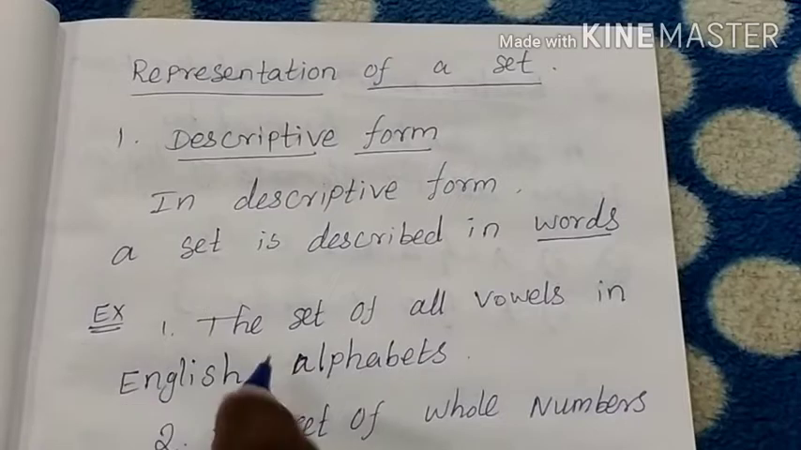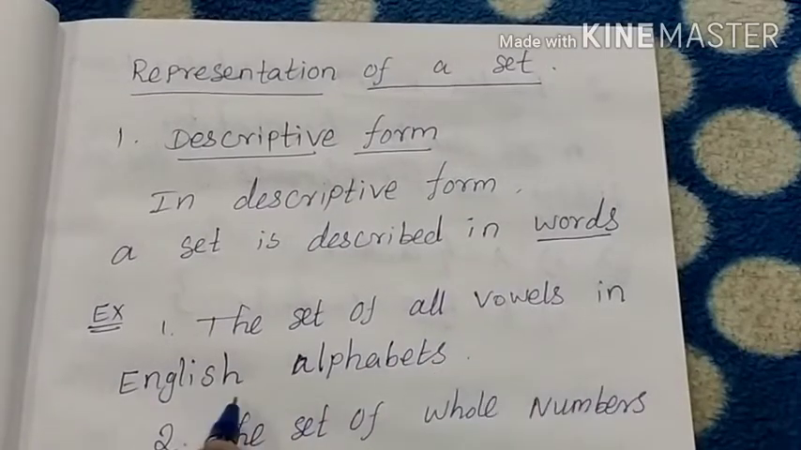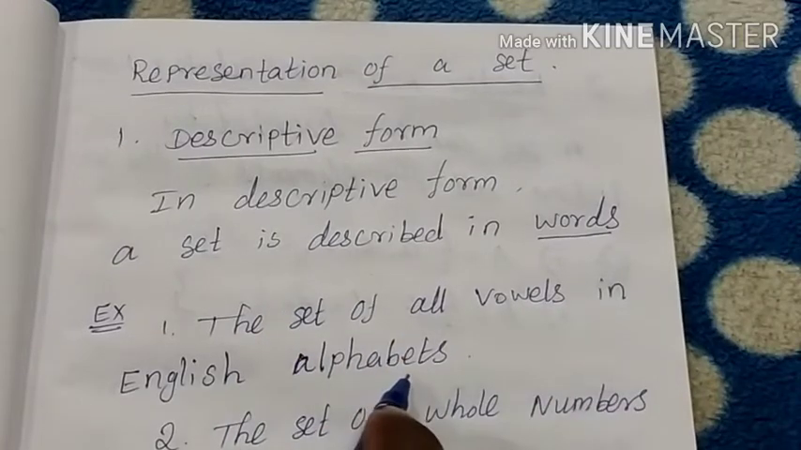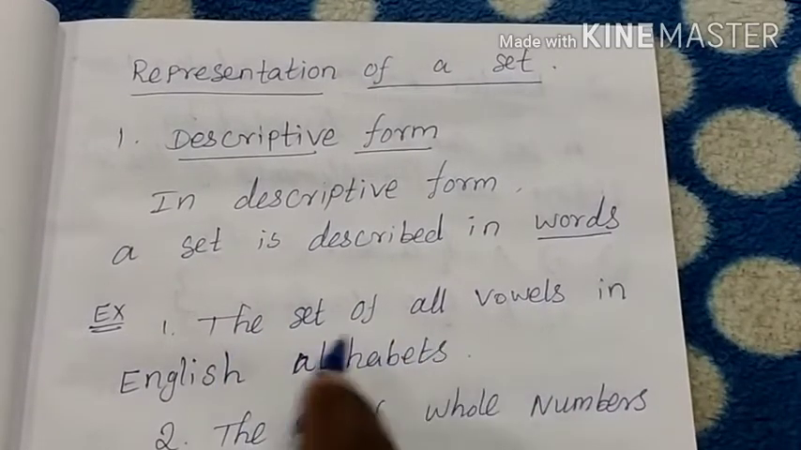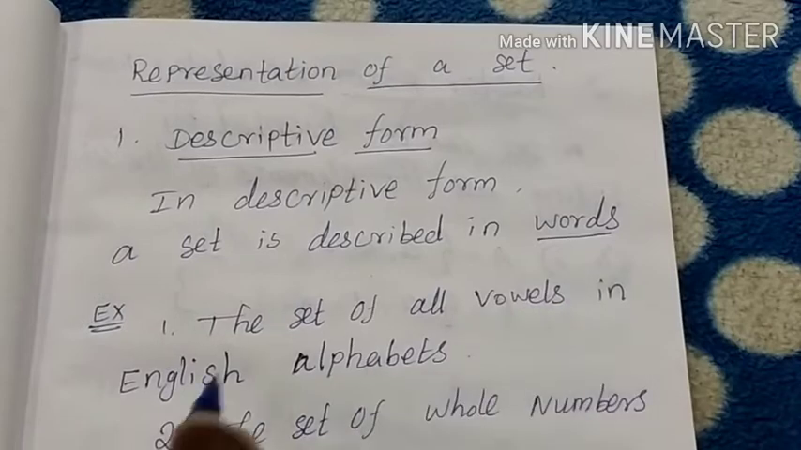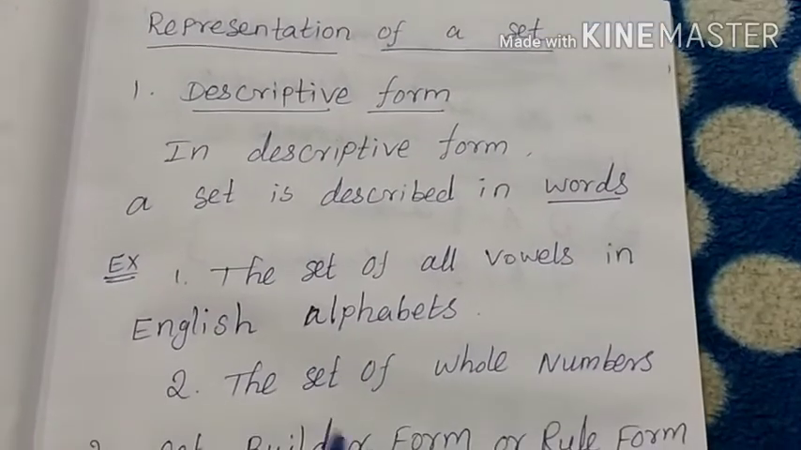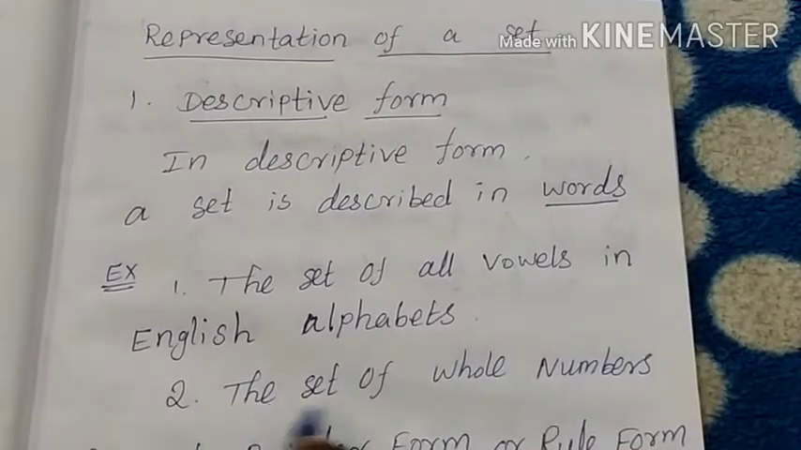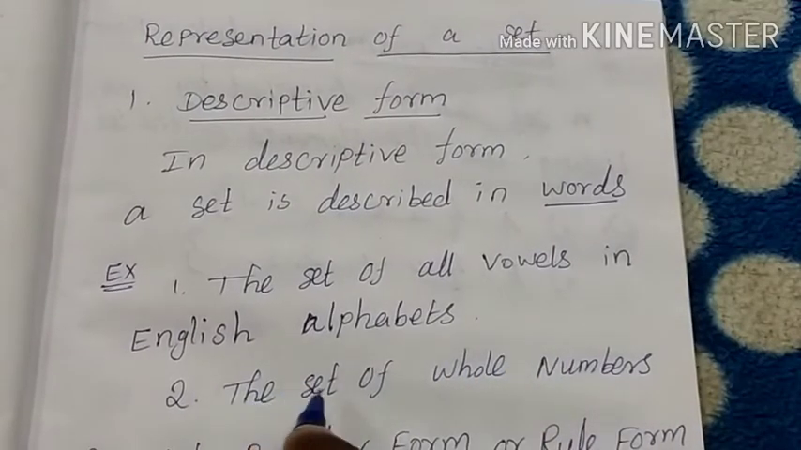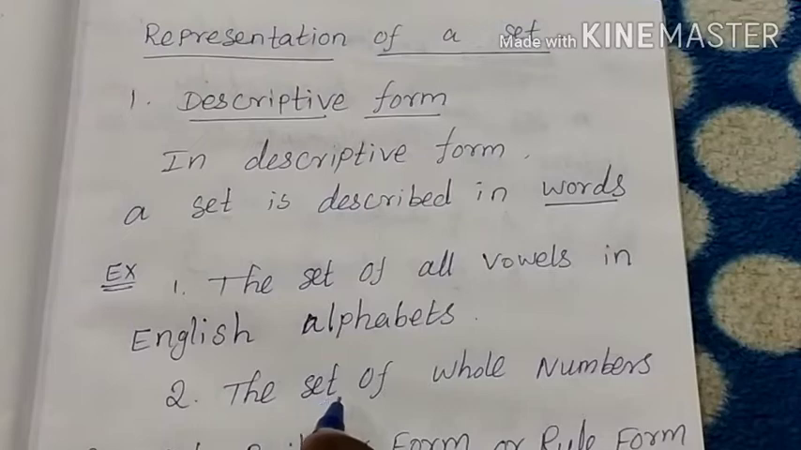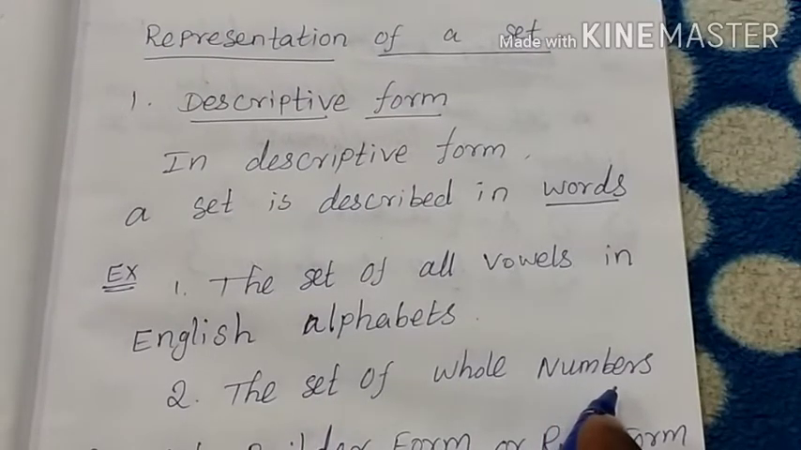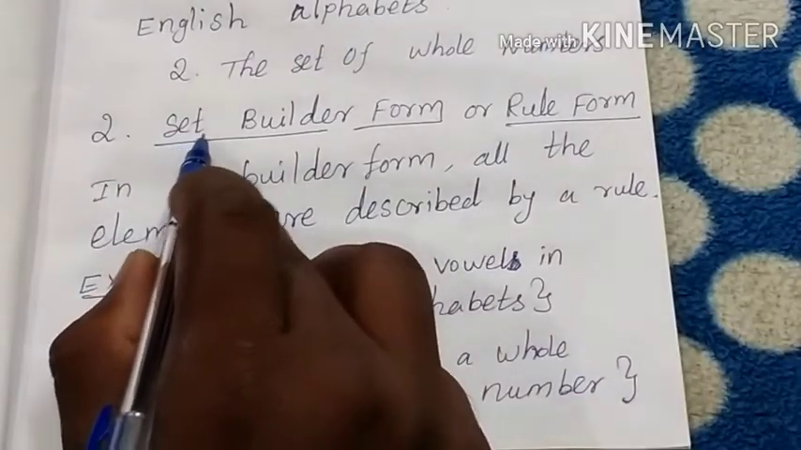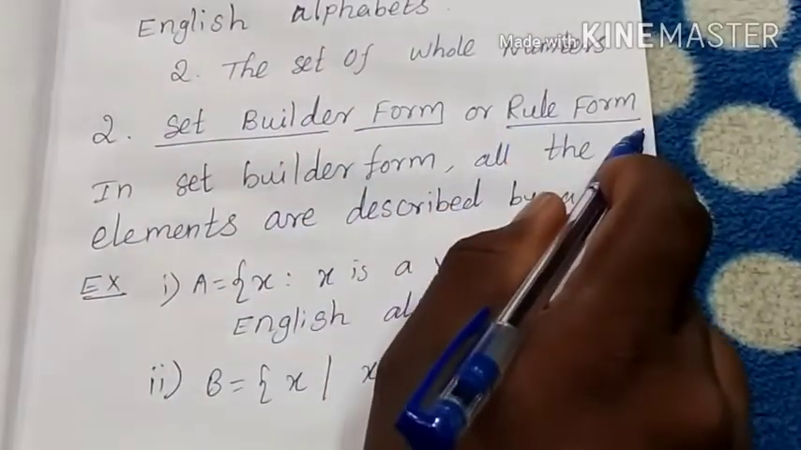The example: the set of all vowels in the English alphabet. Okay, these are all in words, so this is the descriptive form. The second example, the set of whole numbers. This is also all words. So the set is described in words. Have you understood? Okay, then the second topic, set builder form or rule form.